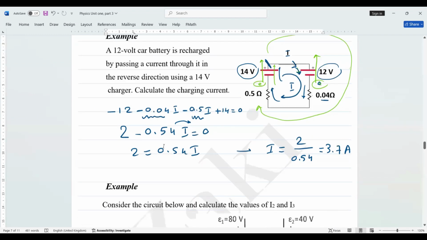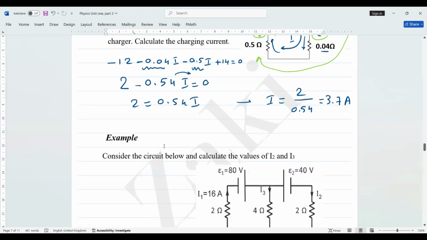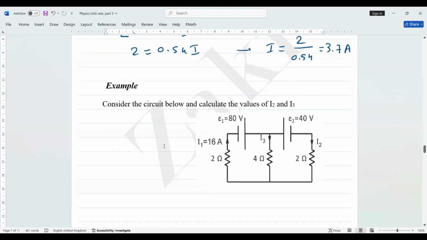Now let us solve the question that came in the final exam. This is an ideal question, the same as the questions of the past paper. Okay, now look at this question. This is from a past paper. Consider the circuit below and calculate the value of I2 and I3.